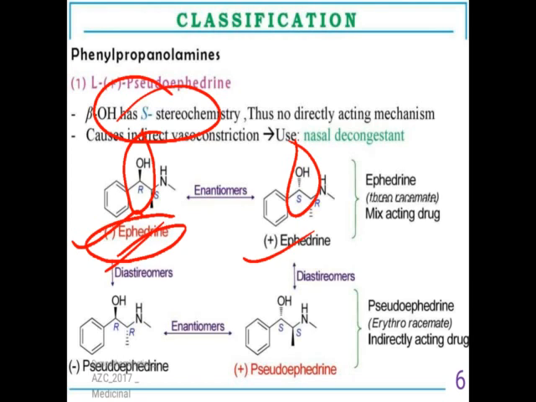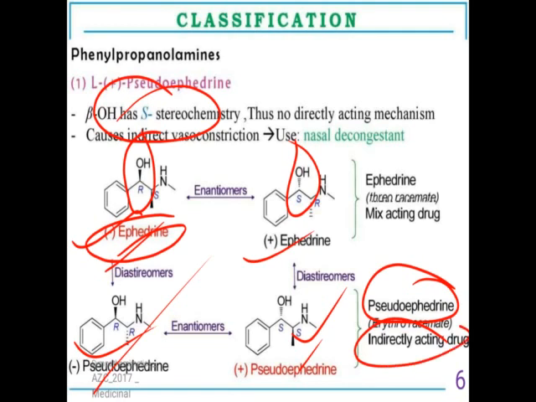Ephedrine has a racemic mixture, that is the RS configuration as well as the SR configuration. They are also diastereomers, that is the RR and SS. These are called pseudoephedrine. The SS configuration or RR configuration are the diastereomers of positive ephedrine and negative ephedrine. They are called pseudoephedrine and negative pseudoephedrine. So pseudoephedrines are indirectly acting drugs, and ephedrines are mixed acting drugs. These are racemic mixtures, they are the enantiomers of each other.